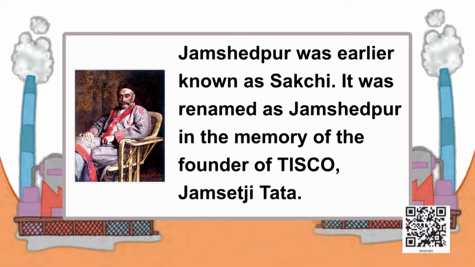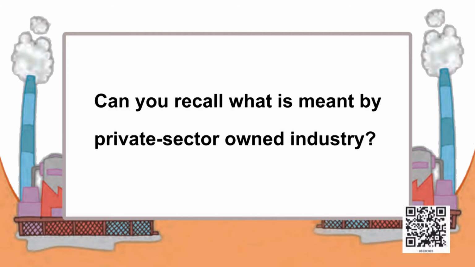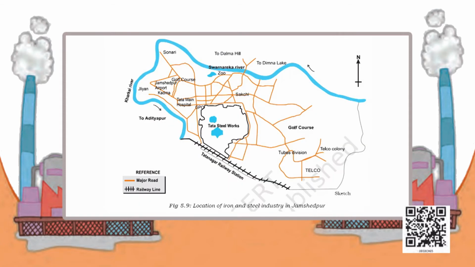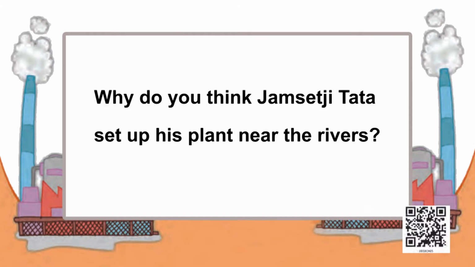TISCO is a privately owned industry. Can you recall what we mean by a private sector industry? Jamshedji Tata set up the Tata Iron and Steel Plant in 1907 where 2 rivers met, the Sabarna-Rekha River and the Kharkai River. Why do you think Jamshedji Tata set up his plant near these two rivers? You are absolutely right. These rivers acted as easy means of transport and ensured sufficient supply of water to his plant.